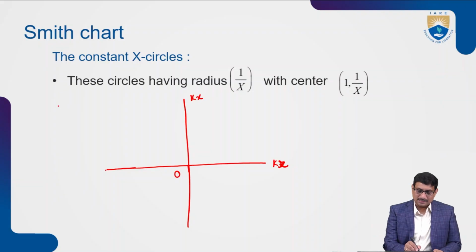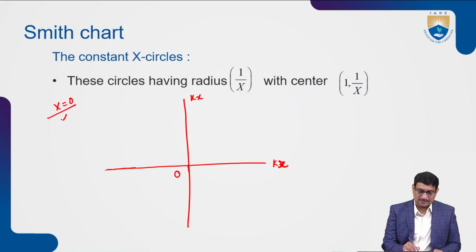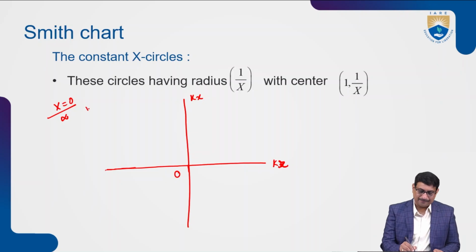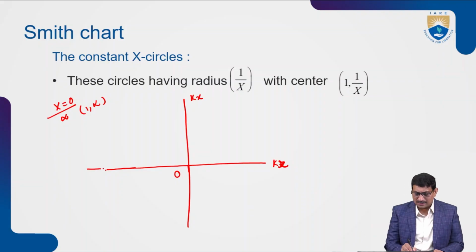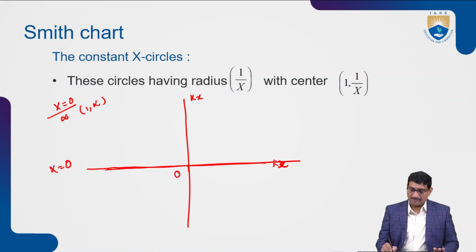Now I will take X equal to 0. If X is equal to 0, then the radius is infinity and the center is at 1 comma infinity. X equal to 0 is a straight line, a horizontal line, whose radius is infinity and whose center is at 1 comma infinity. So it is like a straight line.